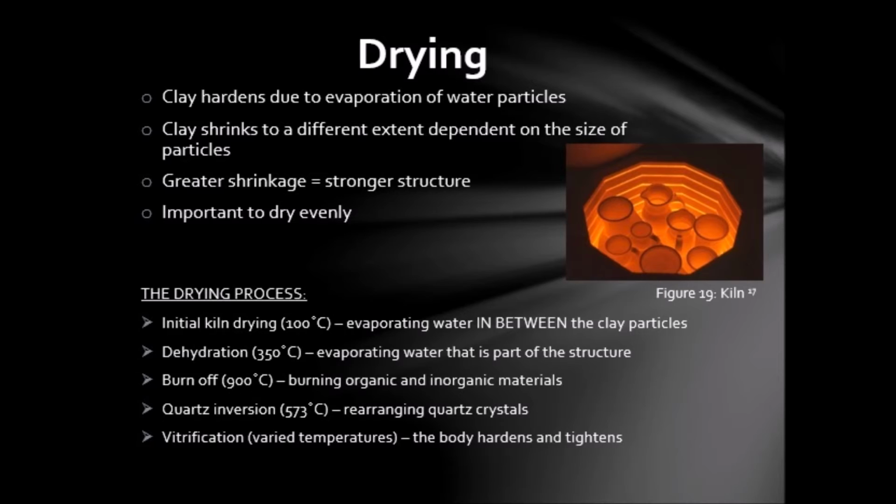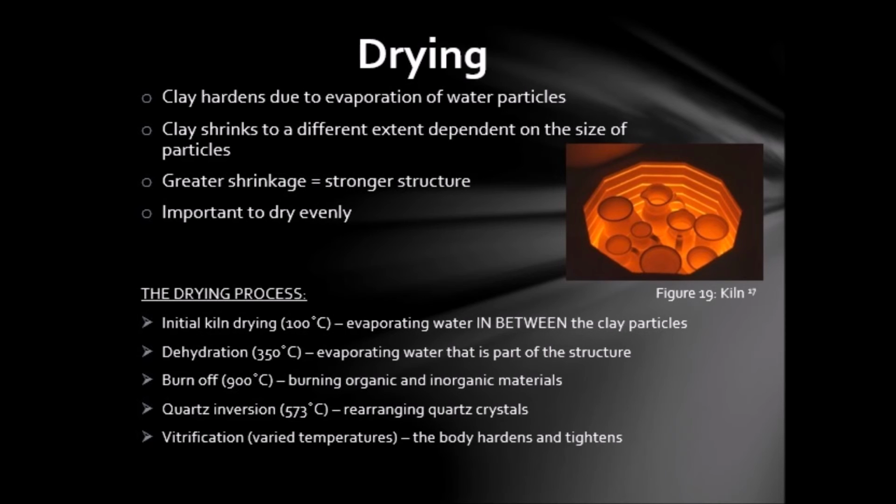Transformation of the material from plastic to stone hard involves primary air drying, followed by firing in a kiln, where the clay undergoes 5 stages. Initial kiln drying at 100 degrees is when the boiling point of water is reached gradually to ensure slow evaporation. Otherwise, water vapor formed inside the body could make it burst. Dehydration at 350 degrees. At this stage, water that is part of the structure evaporates. This is different to the previous stage because in initial kiln drying, only water in between the clay molecules evaporates.